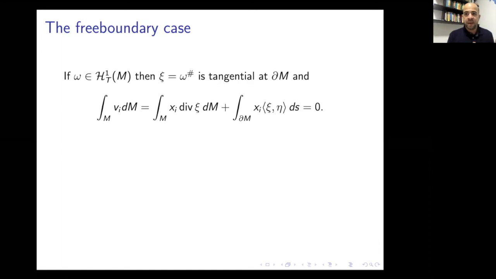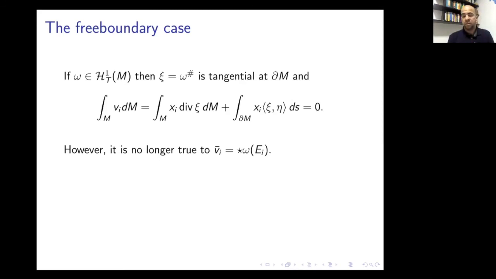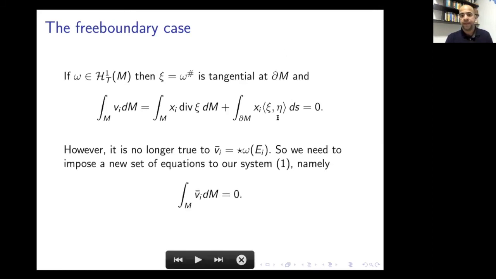Now, if omega is a one-form in this space HT1, then the corresponding test functions, the coordinates of the vector field, the functions v_i, have integral zero because the corresponding vector field is tangential to the boundary. So this second integral is zero. However, it's no longer true for the functions v_i bar corresponding to the Hodge star of omega, exactly because this integral is not zero anymore. And so we need to impose a new set of equations in our system in order to solve this problem.